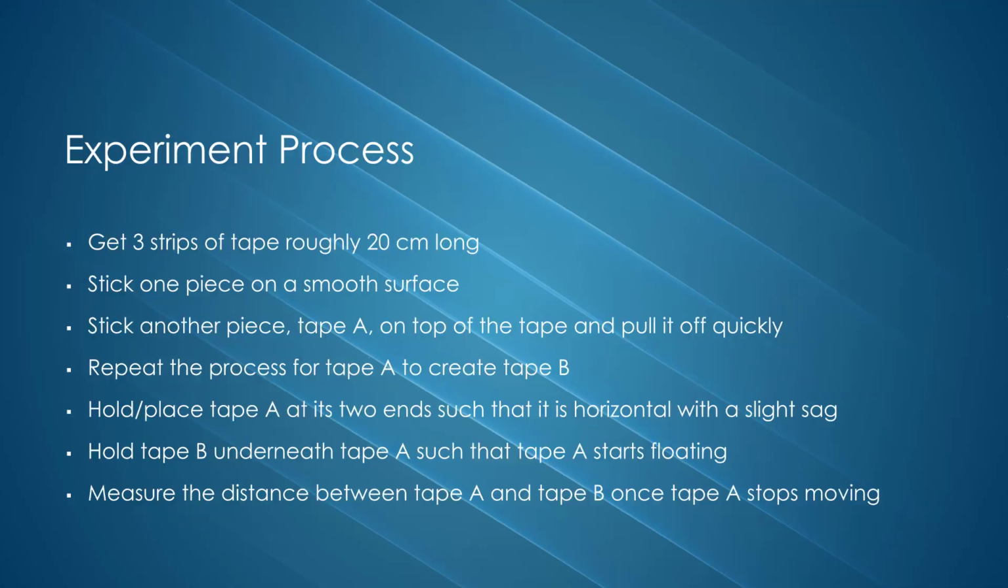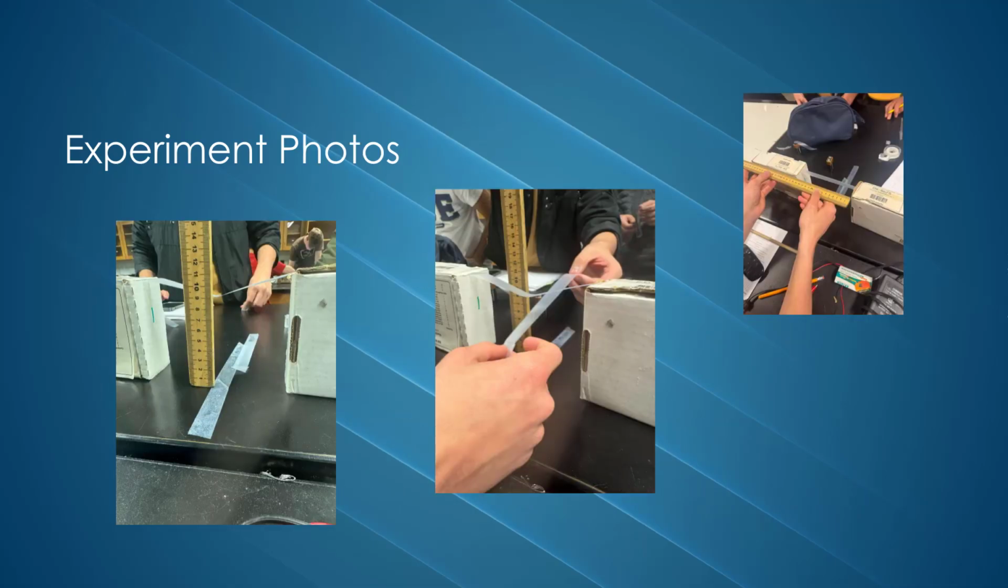Experiment process. So to get a charged tape, we will put a piece of tape on top of another piece and then rip the top piece off quickly. And then we'll repeat that whole process again so we can have 2 charged tapes. Now we'll place one charged tape so that it's horizontal with a slight sag in the middle. And then we'll take our second piece of charged tape, place it underneath, and wait for the top tape to start floating. Then we'll measure the distance between the two tapes once the top tape has stopped moving. Here's some photos to demonstrate what that looks like.